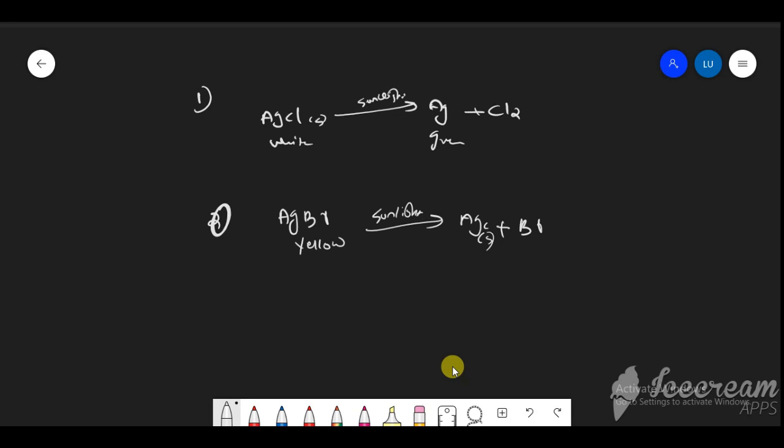In a decomposition reaction, a single component is decomposed into two or more parts. Silver chloride, which is white, turns gray after sunlight hits it, and silver bromide, which is yellow, also turns gray. So these two decomposition reactions are very important. From them it is clear that silver salts are very sensitive to light, and hence they are used in the photographic plate. This can also be converted into an objective question.